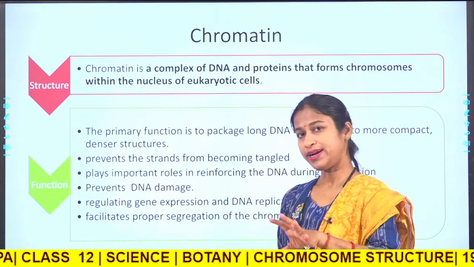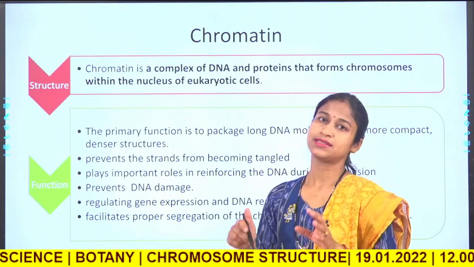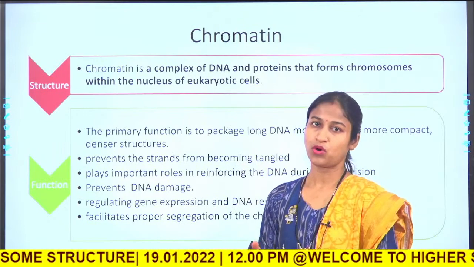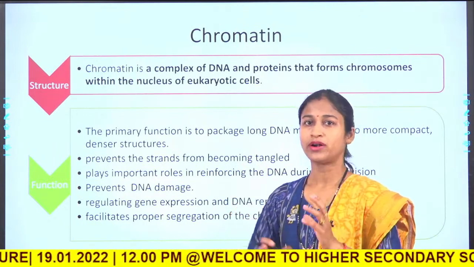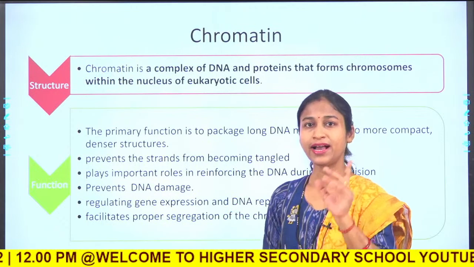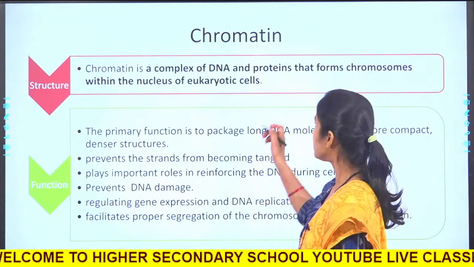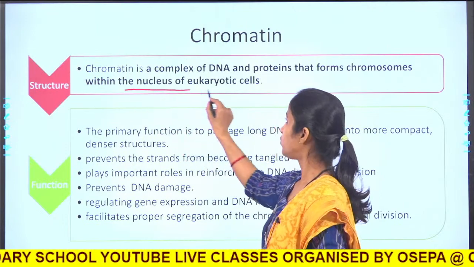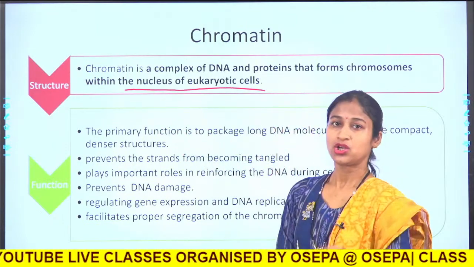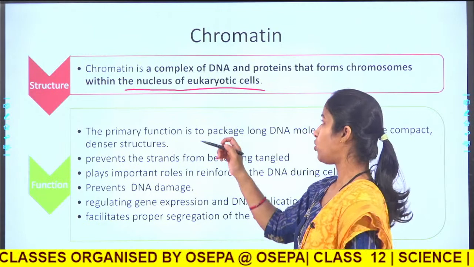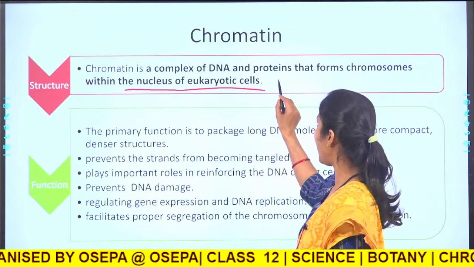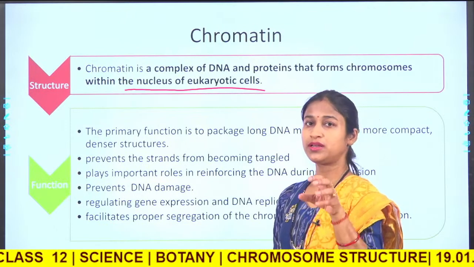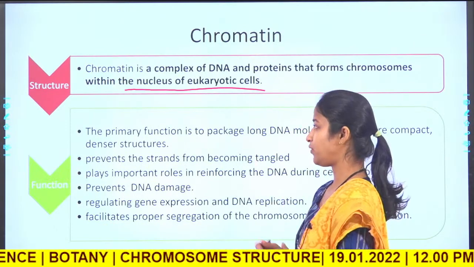Now next comes chromatin. We have already discussed what chromatin is. This is a complex of lots of protein molecules interacting with a single DNA molecule, and they are present within the nucleus of the eukaryotic cell. So what is chromatin? Chromatin is a complex of DNA and proteins that form chromosomes within the nucleus of eukaryotic cells.